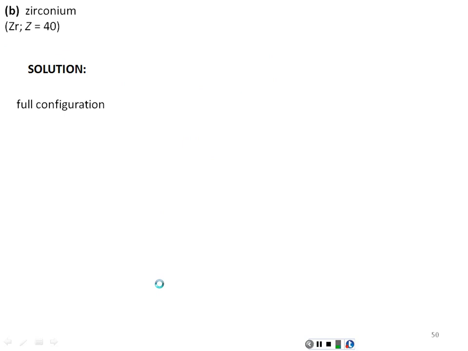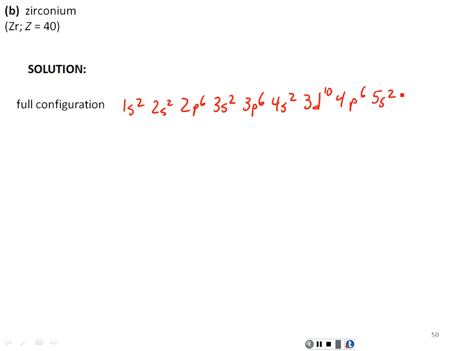Now let's look at zirconium. The full configuration for zirconium: 1s2, 2s2, 2p6, 3s2, 3p6, 4s2, 3d10, 4p6, 5s2, 4d2.